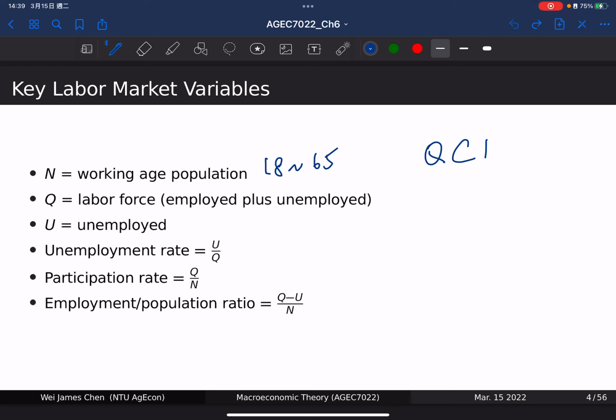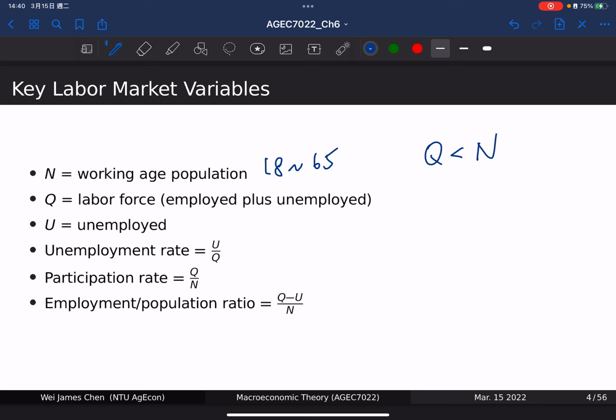Or I should maybe use the less or equal. Or the number Q is less than N. Some people are within this working age population, but they are not in the labor force. For example, you guys are not in the labor force because you are students. For some of you, after you graduate, you may go to join the military. When you are doing your military duty, you are also not in the labor force.